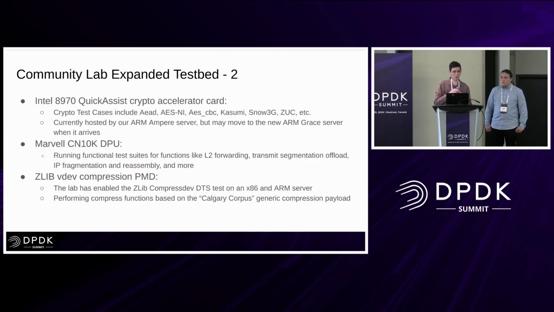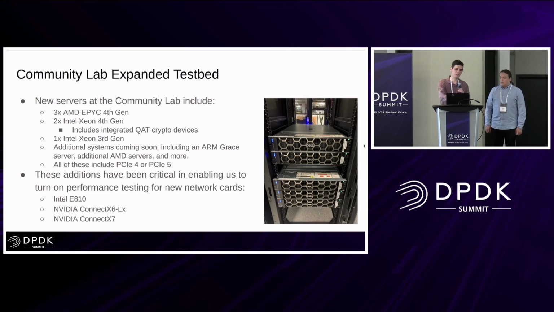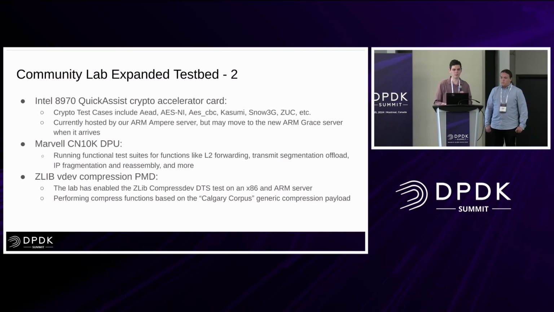Just to get into a couple more things that have been added. So we did bring in a PCI QuickAssist crypto card, an Intel 8970, which we're hosting on an ARM Ampere server. And so this is the first time that the community lab is running cryptodev perf testing on a per patch basis in the UNH lab. So that's really great, and just toggling back, this is also something that we can run on those integrated QuickAssist devices that came with some of the new servers. So we're just going to be able to continue adding to this part of our test coverage.